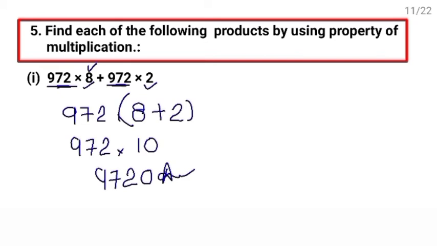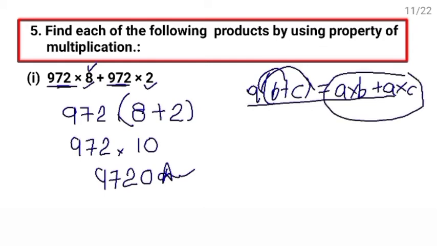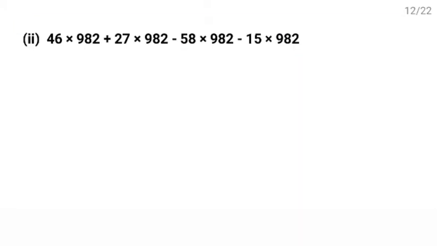And which property was this? This was the distributive property. You know A in bracket B plus C is equal to A multiply B plus A multiply C. Clear? This is the distributive property over addition. They have given it in expanded form. Now we have written it in short form. Then we have solved it. Next again.